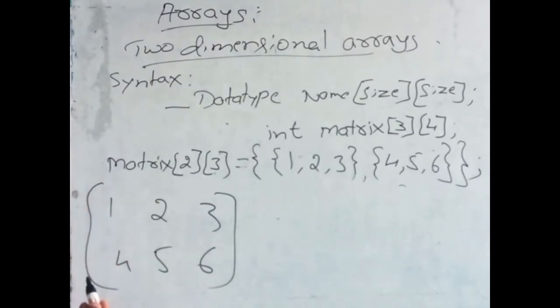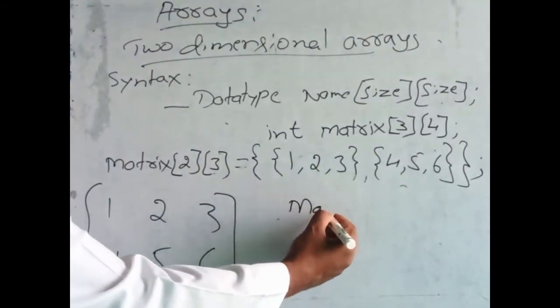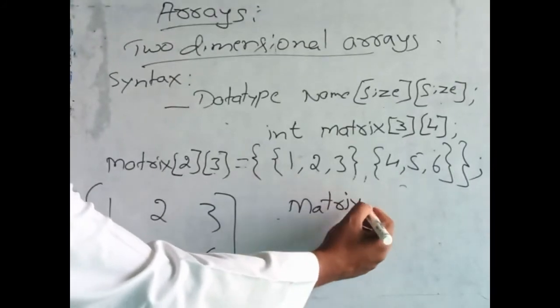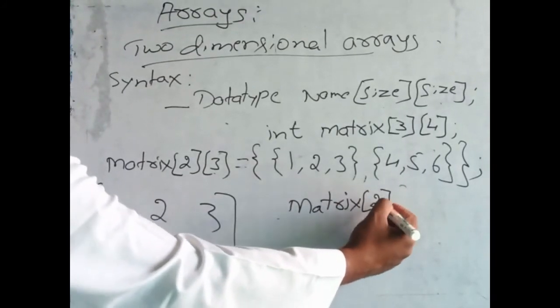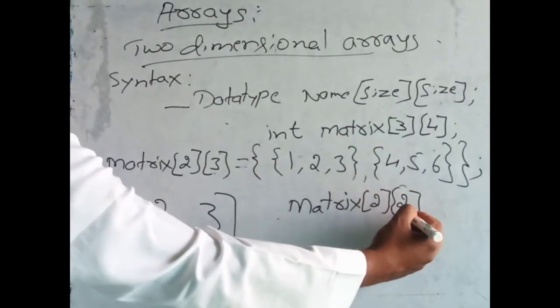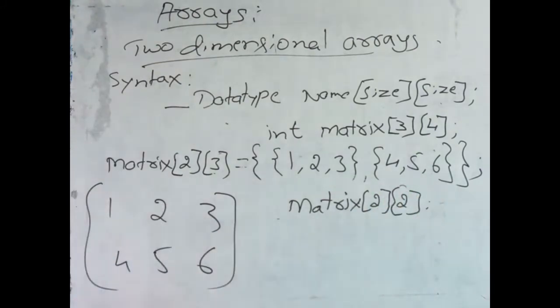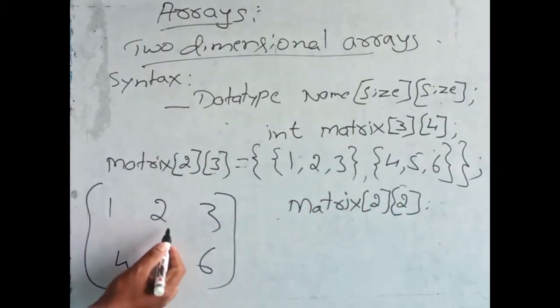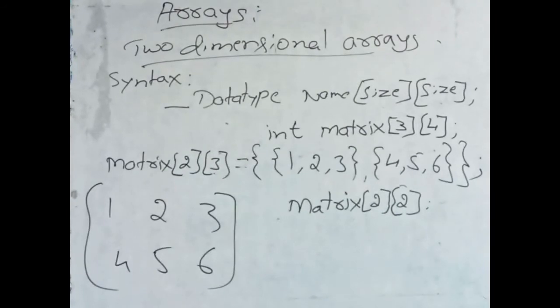First we will find the row. In which row is it? Second row and second column. For that we can write matrix 2, 2. If you write this, it contains the value of this element. This is the value at this index.